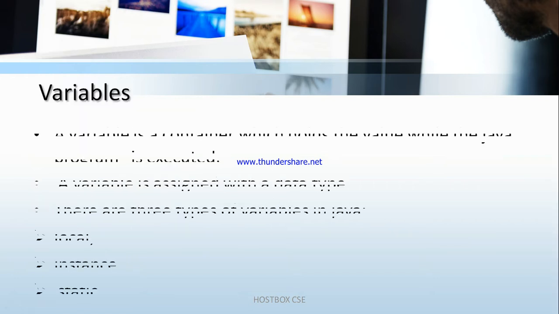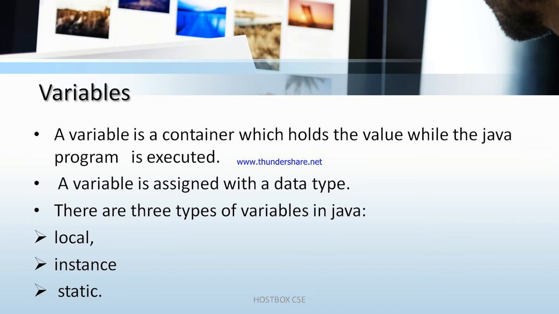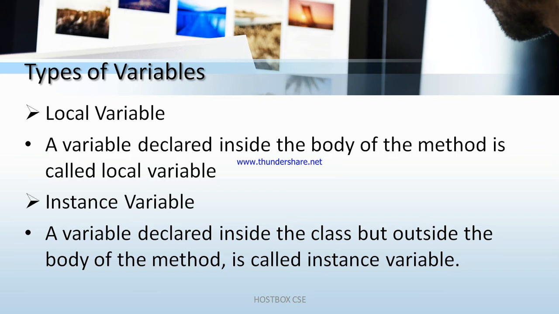First one, variables. A variable is a container which holds a value while the Java program is executed. A variable is assigned with a data type. Keep in mind that there are three types of variables in Java: local, instance, and static. So what is a variable? It's a container which holds the value while the Java program is executed. Let's see the types of variables and a small example. For example, if you give int x equal to 50, it will be considered a variable only.